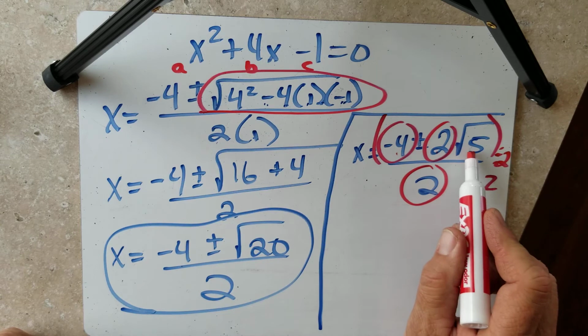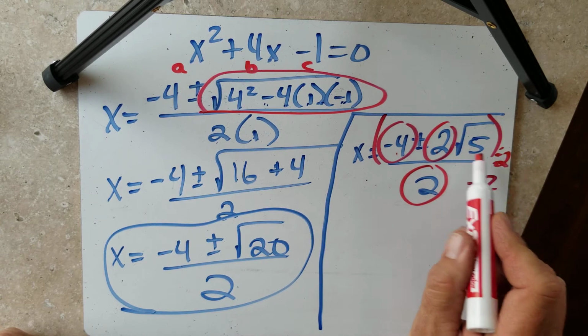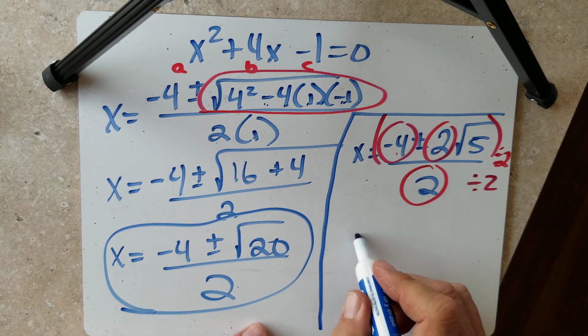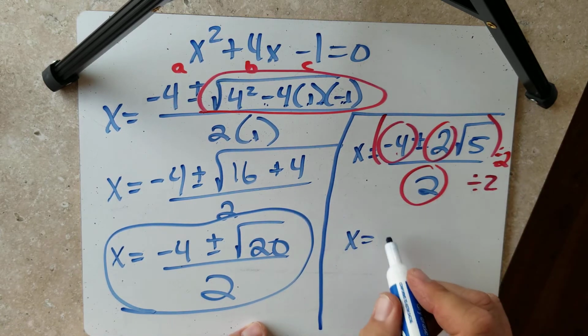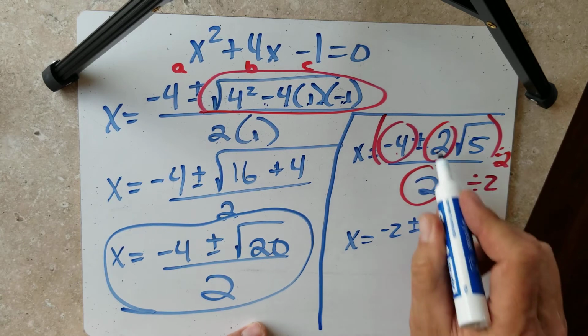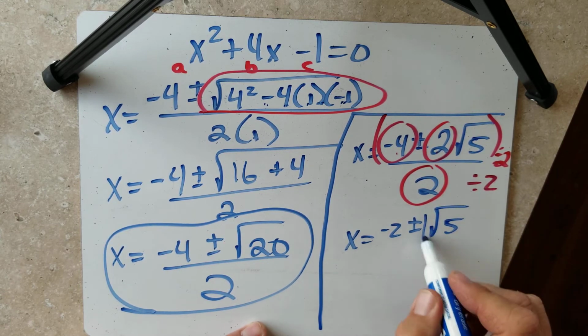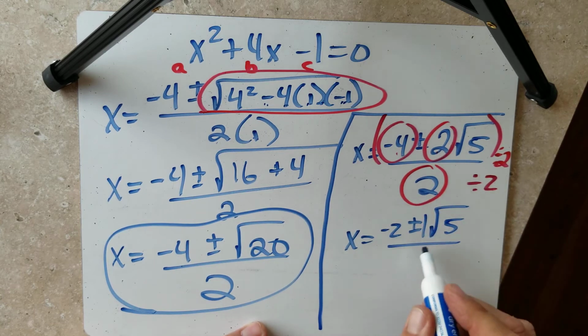Remember, you cannot divide a radical by a whole number like this, but if I were to divide all of them, then I'd get this. x equals -4 divided by 2 is -2 plus or minus 2 divided by 2 is just 1. I can't divide the 5, so there's that. I'll keep the 1 there just so you see it. 2 divided by 2 there is 1.